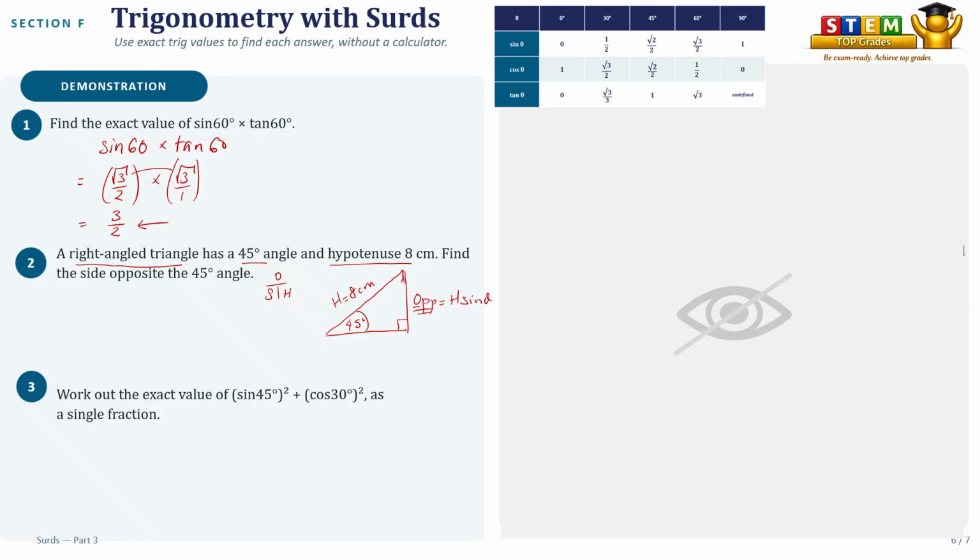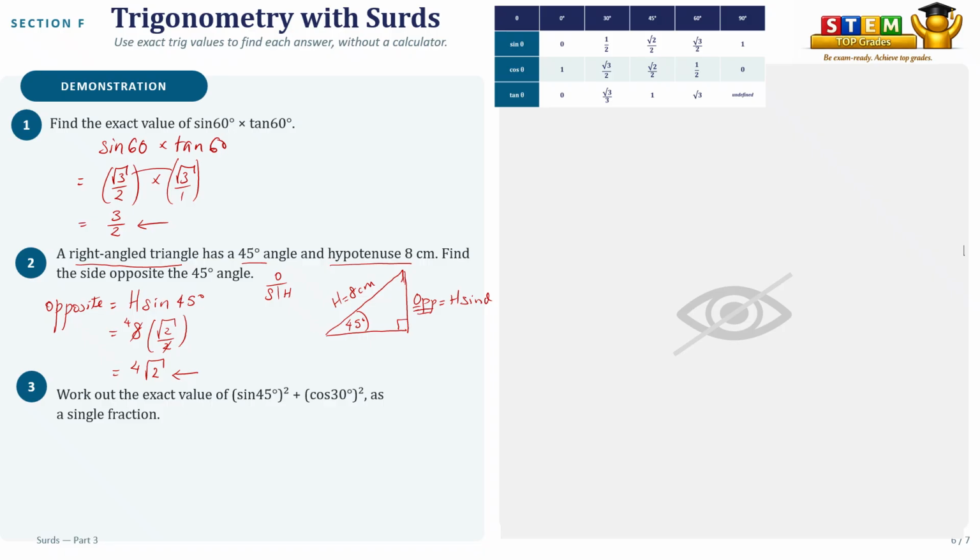So the opposite of the triangle is equal to the hypotenuse, that's 8, times sine 45 degrees. The sine of 45 from the table is root 2 over 2. So 8 divided by 2 is going to give you 4. So the answer is 4 root 2. Okay, so that's the answer for the second part.